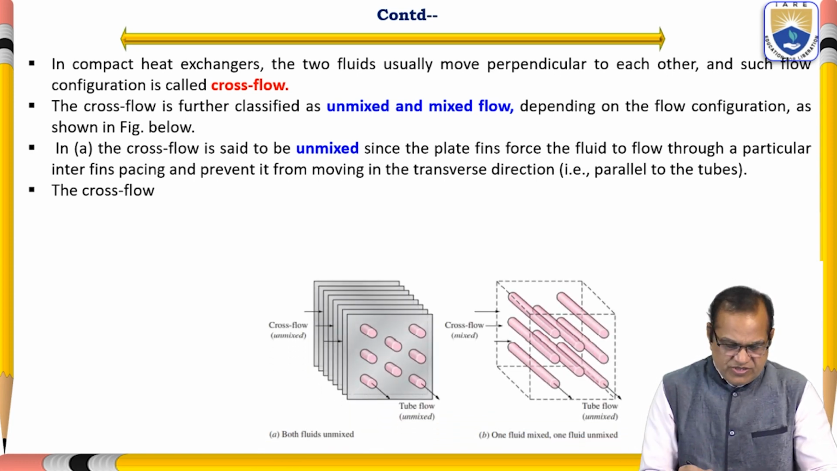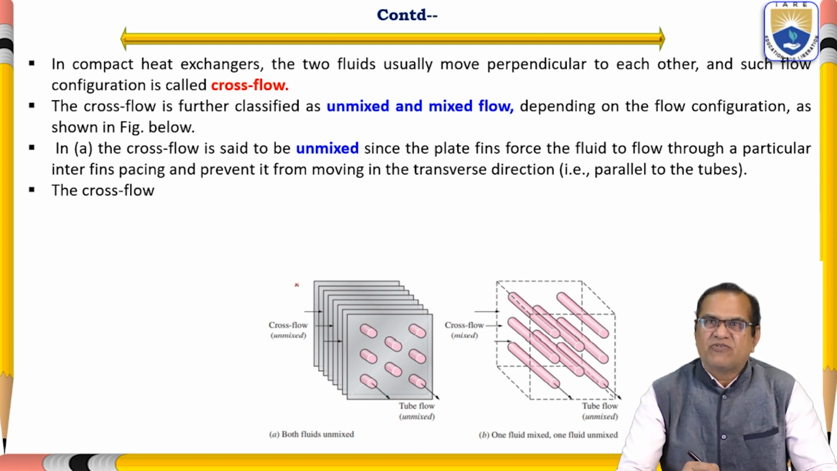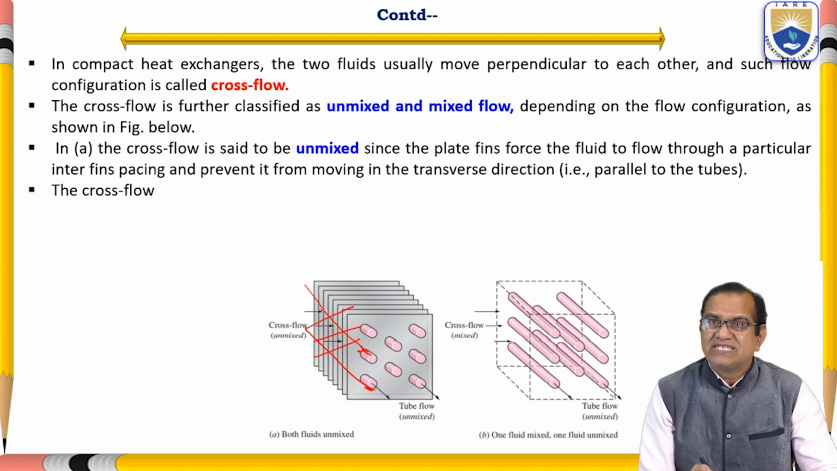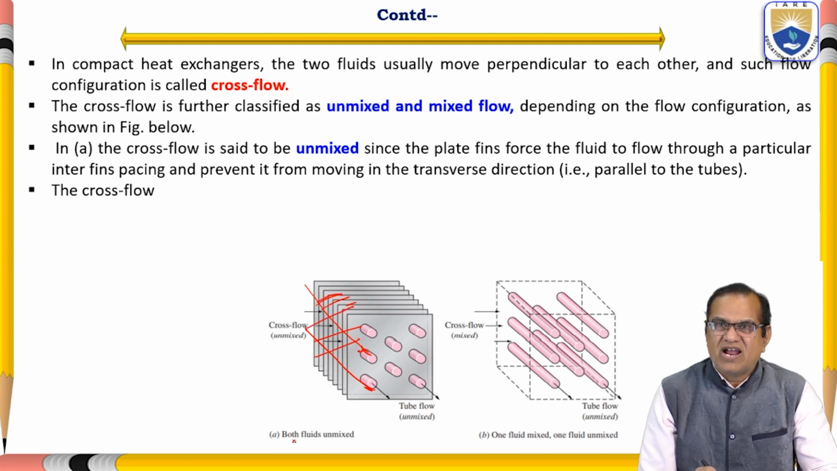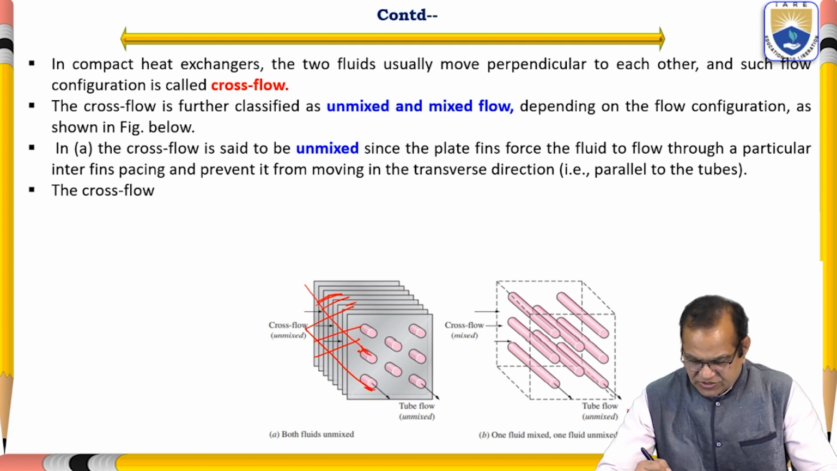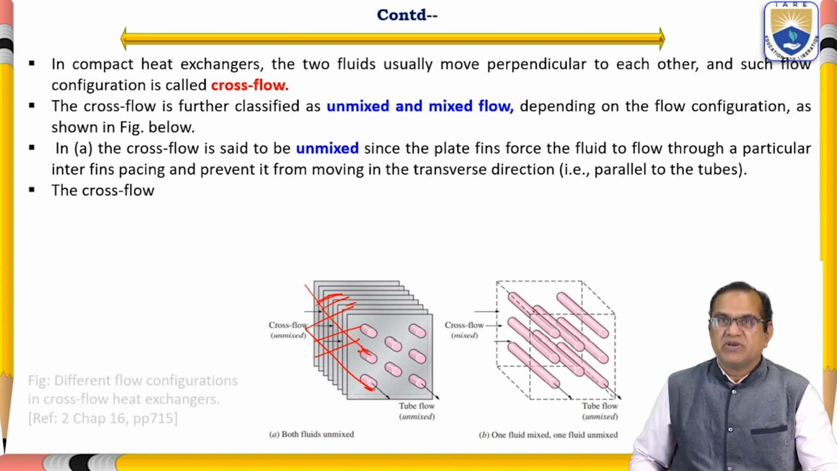This you can see here. Here we have both fluids unmixed. It is a cross flow. You can see one fluid is moving in this direction, but the cross flow is perpendicular to this direction. So it is called both fluids unmixed. But in this one, if you see, one fluid is mixed and one fluid is unmixed. So here the cross flow is going, so one is mixing and the other is not mixing.